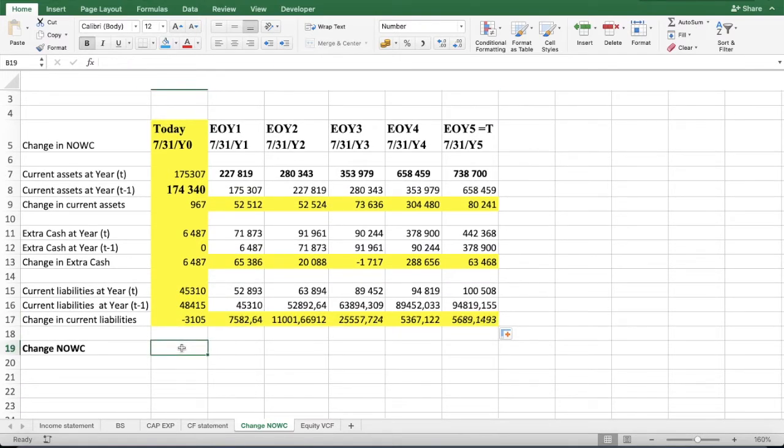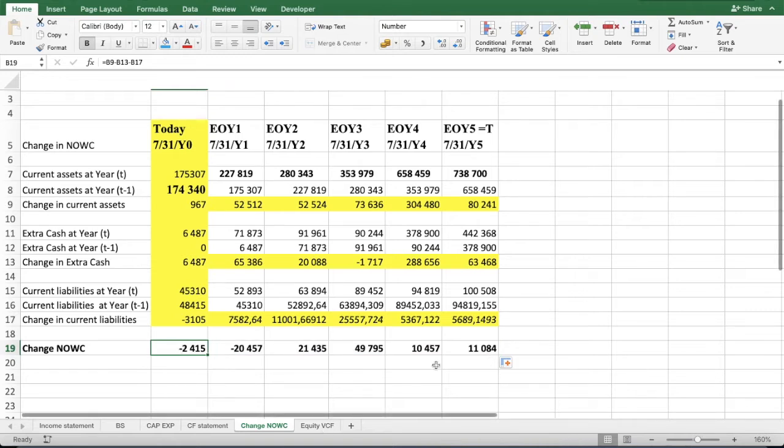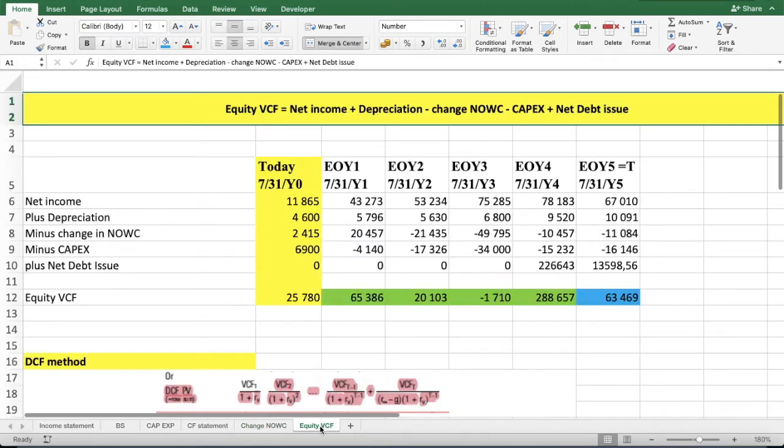And finally, we can easily compute the change in net operating working capital, equal to the change in current assets minus the change in extra cash minus the change in current liabilities. And we scroll until the end of year 5. So this is the change in net operating working capital from year 0 to year 5, right? Now, keep that in mind and move to the equity valuation.